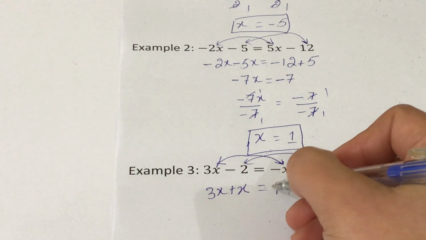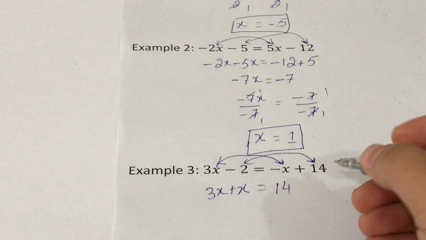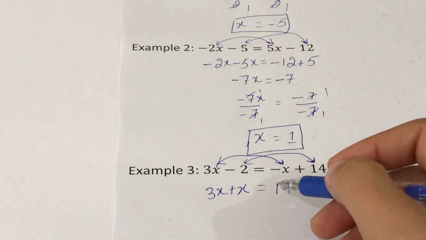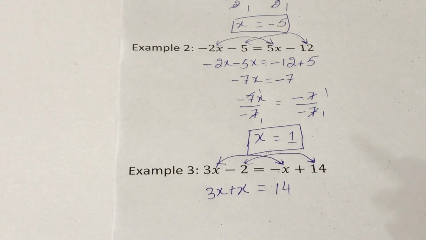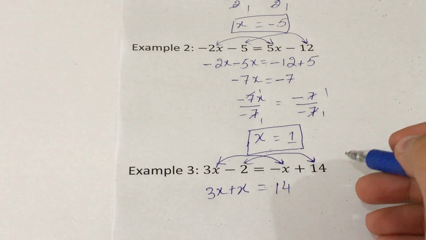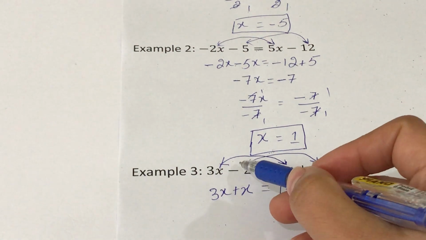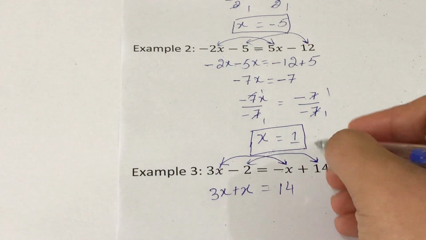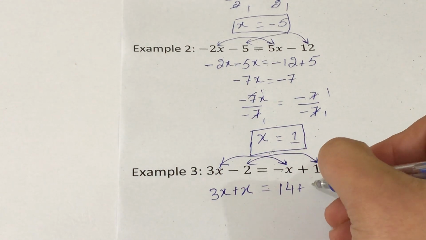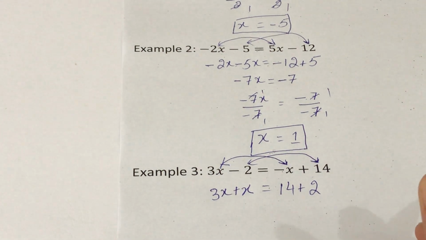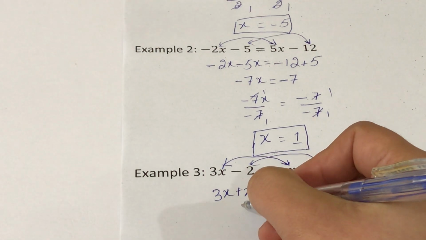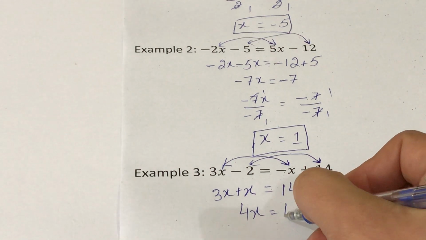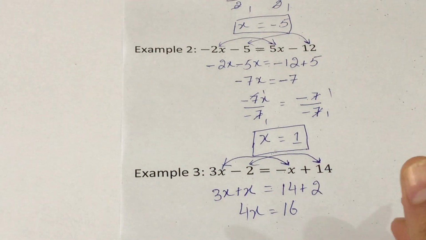So if you want to write a positive sign here, it's okay. Otherwise, no need to write a positive sign before a number, because when there is no sign, that means that term is positive. Now I will shift negative 2 on the right hand side, right? As 2 is negative on the left hand side, so it would be positive on the right hand side. 3x plus x, 4x is equal to 14 plus 2, 16, right?